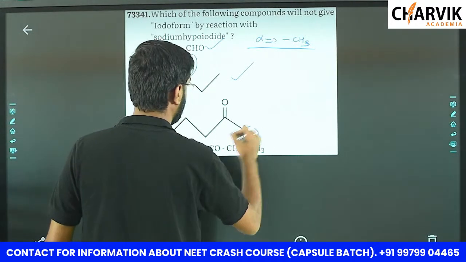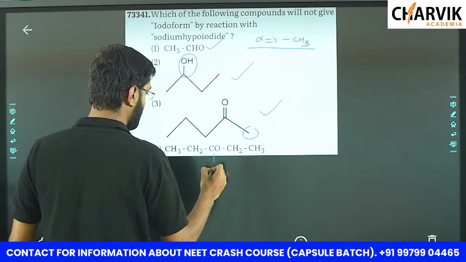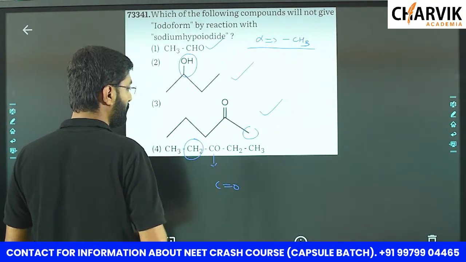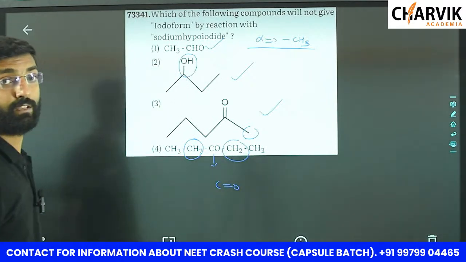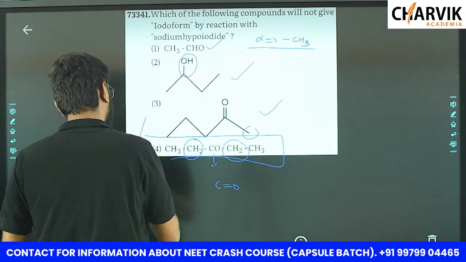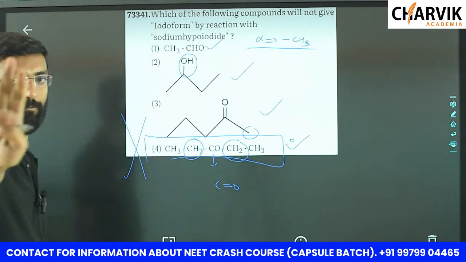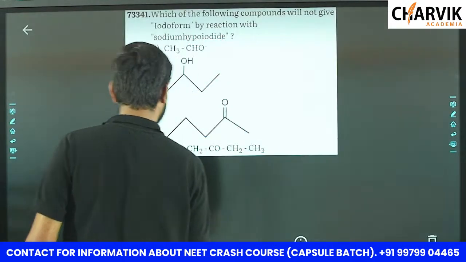Yes, here CH3 is also present. This can give iodoform, but this one is C double bond O. Here CH2 is present on the left hand side and on the right hand side CH2 is also present. So your fourth option cannot give the iodoform test. So your correct option is 4. Then okay, move to next.